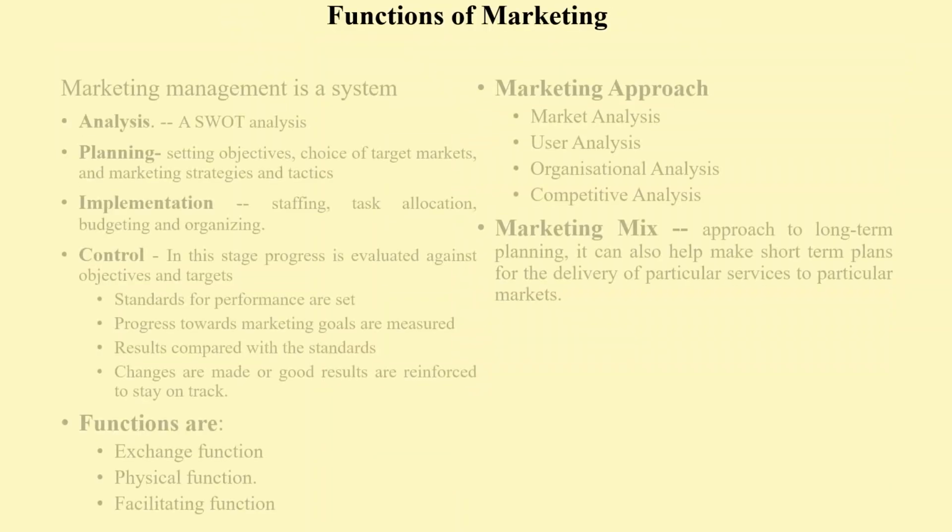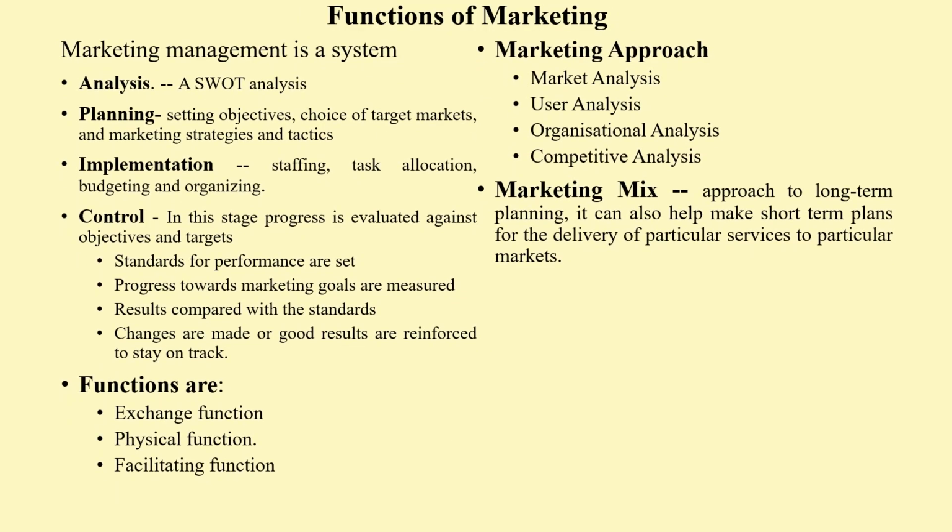One, analysis. Analysis is the first stage of marketing management: analysis of customers, planning, the setup of the managing policy, implementation, and control. Control is a standard for performance. Progress towards the marketing goals. Results are compared with the standards. Changes are made. So friends, now the functions of marketing, or what is the marketing approach?